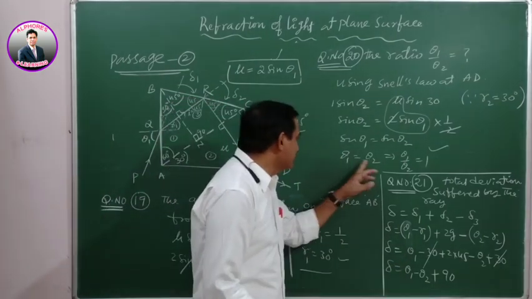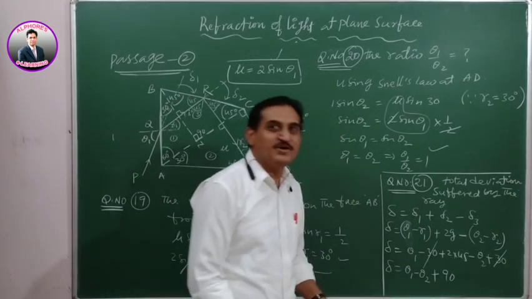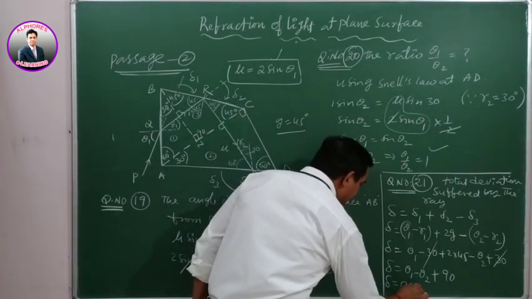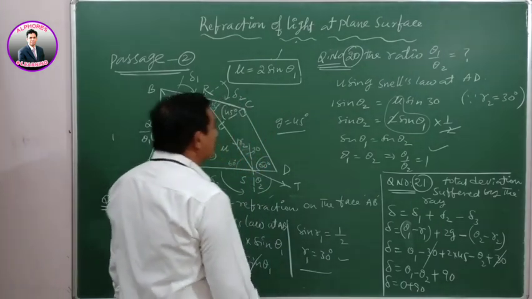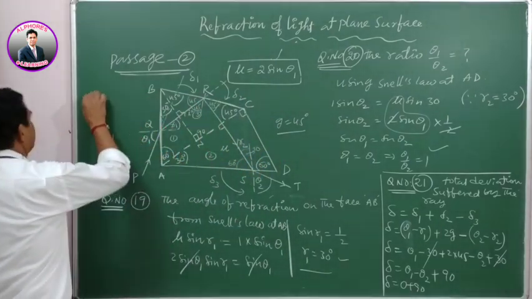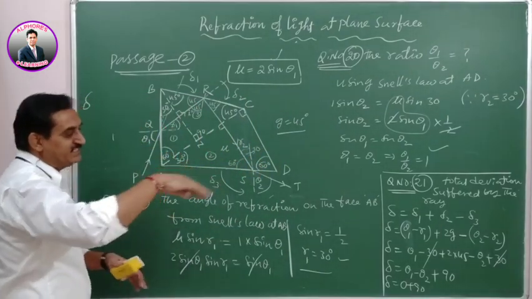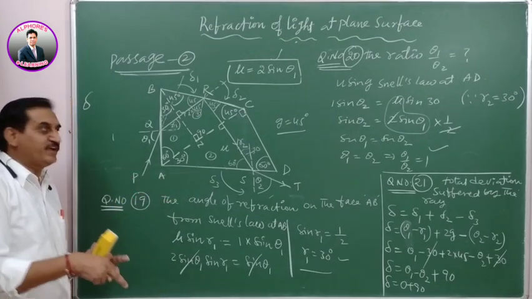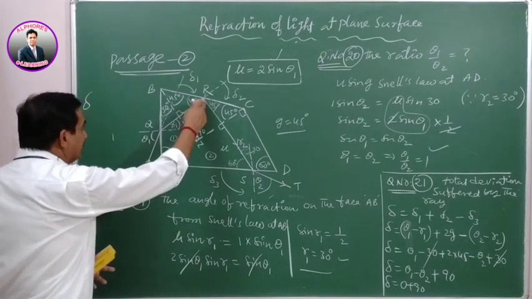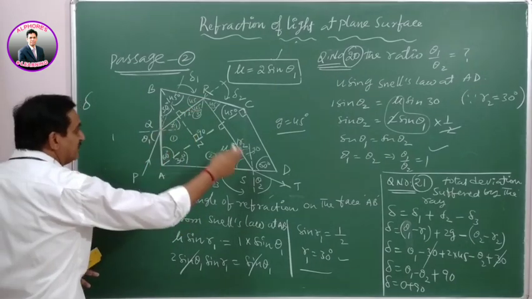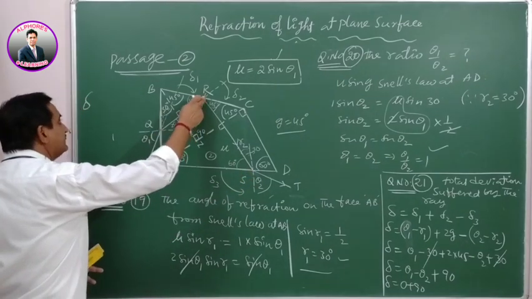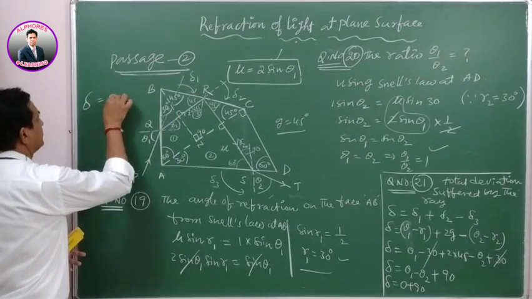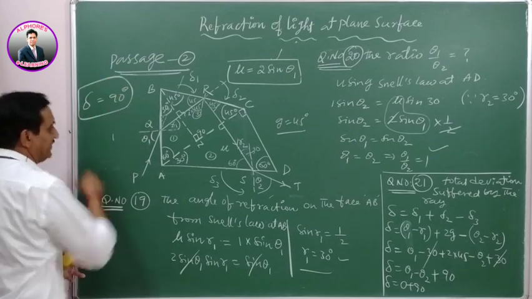So once theta 1 is equal to theta 2, minus theta 2 how much? 0. Therefore deviation equal to 0 plus 90. Finally, the total deviation suffered by the light when it exits from the prism after making 2 refractions and 1 total internal reflection. Here refraction 1, here refraction 2, and here TIR. As a whole, total deviation suffered is how much? 90 degrees. This is the final answer.